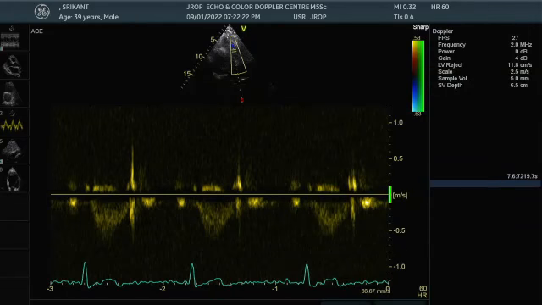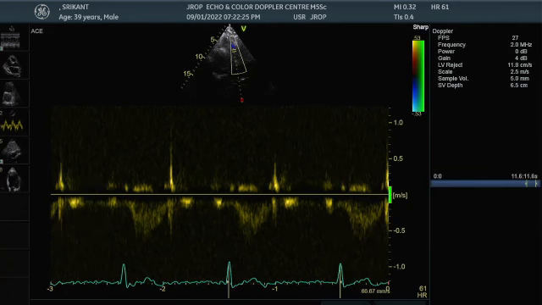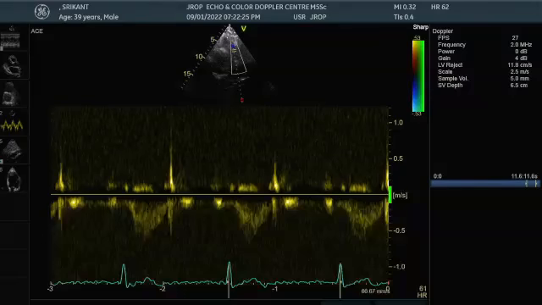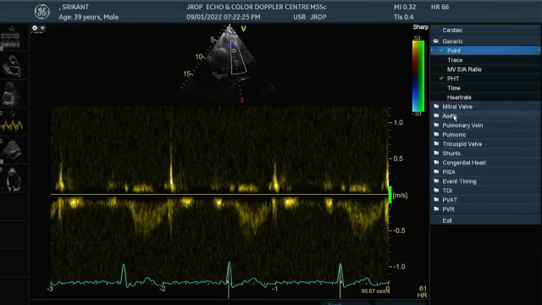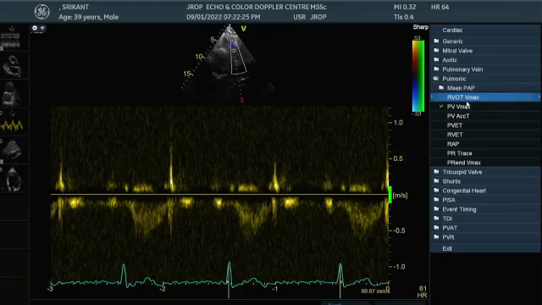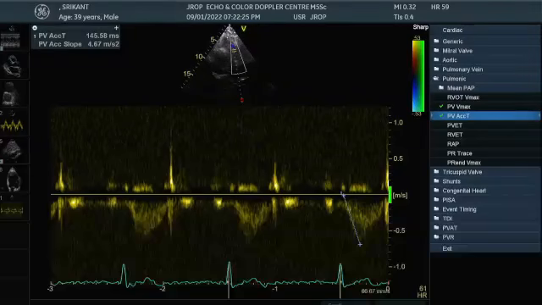And look at the perfect waveform. Ask the subject to hold his breath during end expiration. So I'm zooming up, increasing the gain of this picture. Now this is the tip of this pulmonic flow, correct? So what do I measure? I measure my acceleration time. This is the pulmonary artery acceleration time. This is almost 145 milliseconds. Anything less than 90 is considered abnormal.